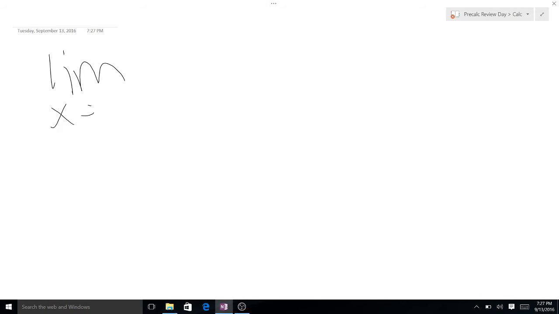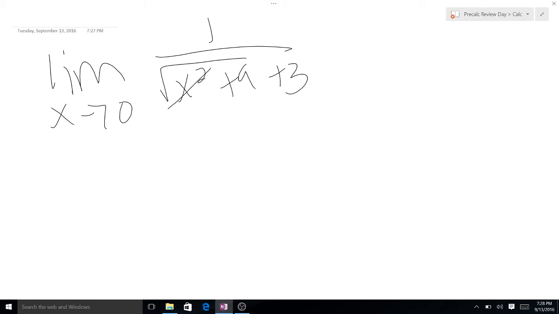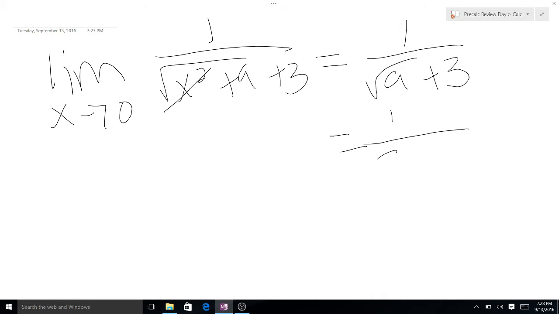Limit as x approaches 0 of 1 over the square root of x squared plus 9 plus 3. When this goes to 0, now this equals 1 over the square root of 9 plus 3, which equals 1 over 3 plus 3, which equals 1 over 6. And I have a limit. Sometimes you have to factor and cancel and do other such fun in order to get your limit to be legal.